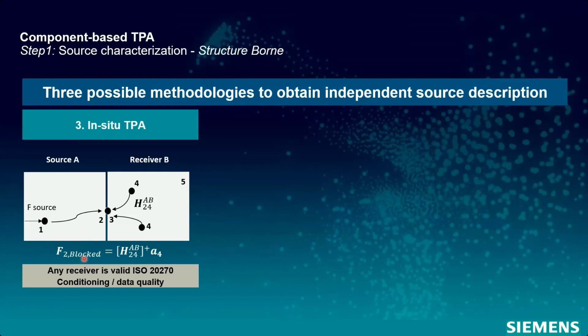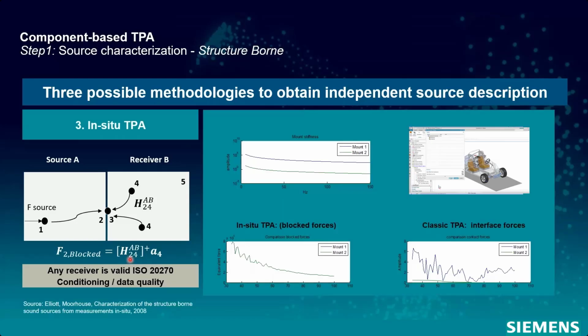So the calculation is exactly the same as the matrix inversion for classical TPA, but here we use the full assembly transfer functions. Of course, we apply matrix inversion here, so you have to take care of your FRF data quality and monitor the conditioning of your matrix inversion. If there is noise on the data, you get errors on your estimated blocked forces. Just to prove this equation, let's look at the simulation side, where we have no noise and so on. It's very easy to do.